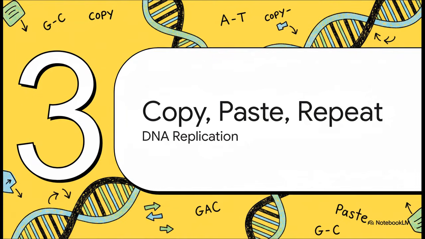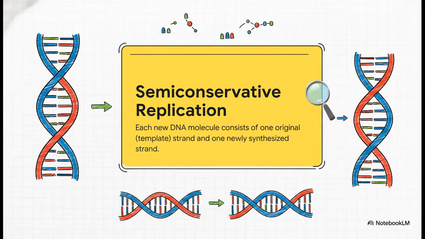Okay, so we have this incredibly stable blueprint. But for life to go on, that blueprint has to be copied perfectly, every time. This brings us to DNA replication. The whole process is called semi-conservative replication. It sounds complicated, but all it really means is that when DNA copies itself, each new molecule is a hybrid. It keeps one of the original strands and then builds one brand new strand right alongside it. It's an absolutely fantastic way to make sure the copy is accurate.